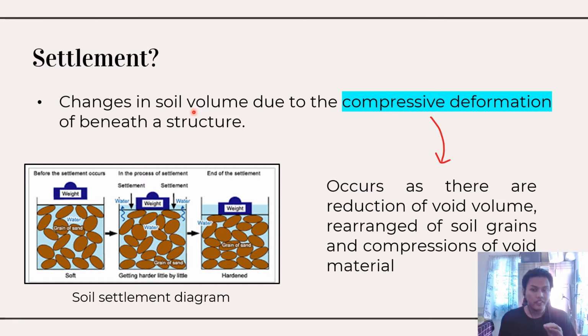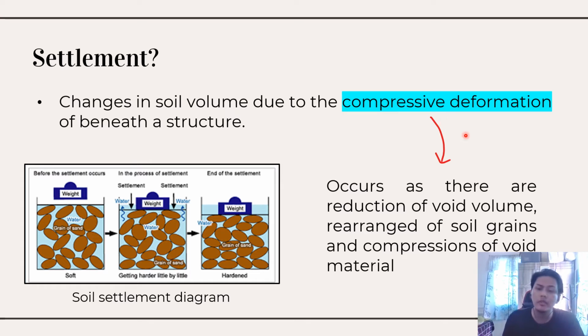Now, the first one I will explain is settlement. What is settlement? Settlement is a change in soil volume due to the compressive deformation beneath the structure. Roughly, settlement is when there is compression from the top, it will change the soil volume. But there will be a process there, which is compressive deformation.